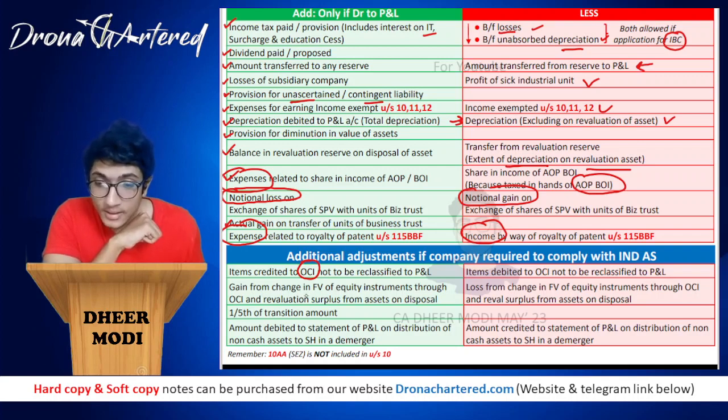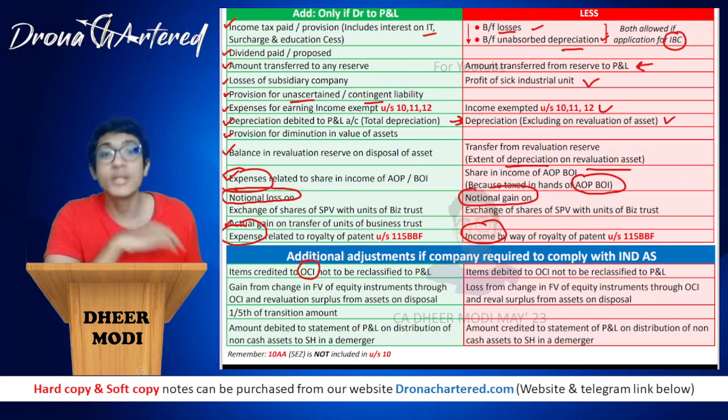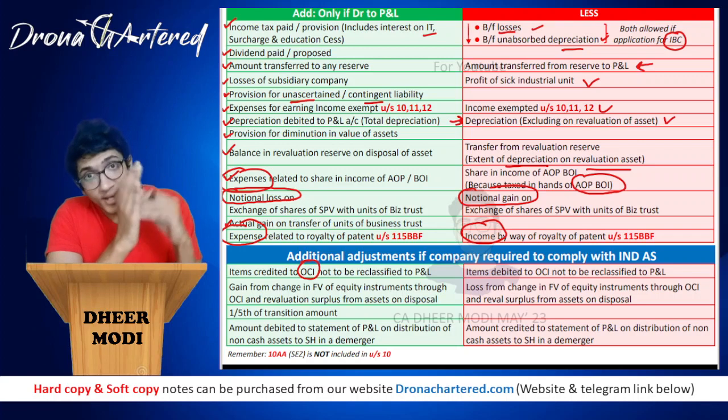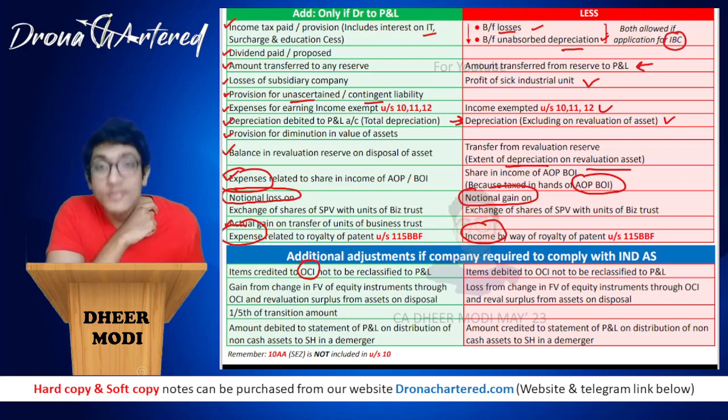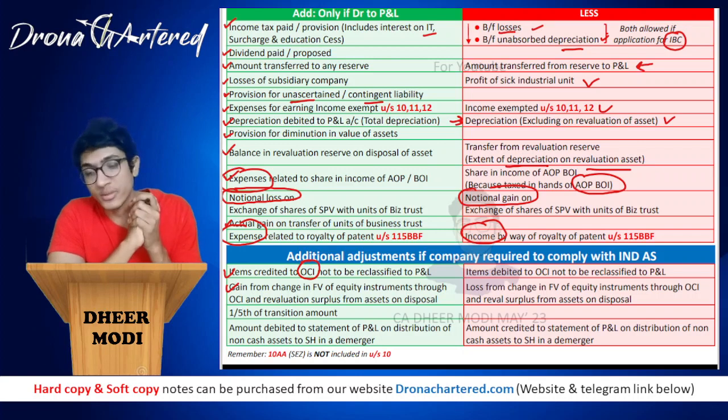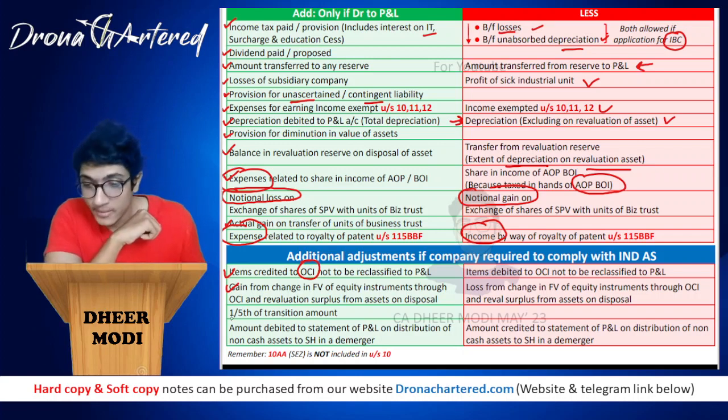Next is gain from change in fair value of equity instruments. Any fair value change, if you have gained any fair value change due to equity instruments' fair value increasing through OCI, and revaluation surplus from assets on disposal, this will also have to be added back. Next is one-fifth of transition amount. This will be given in the question itself. So one-fifth of the transition amount you will have to add back.